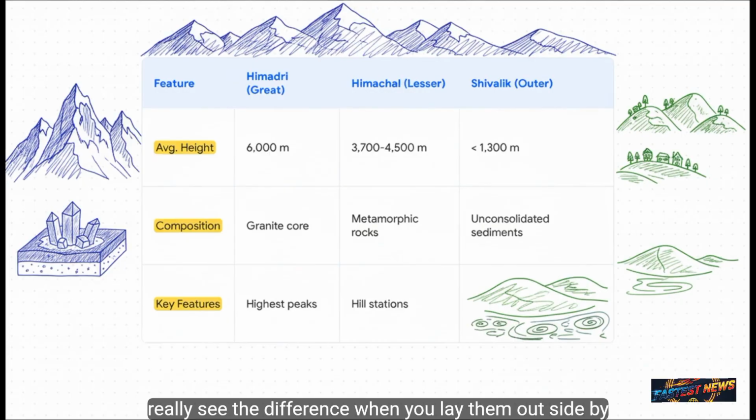And you can really see the difference when you lay them out side by side like this. The Himadri averages a staggering 6,000 meters in height with peaks like Everest. It's basically a granite core that's always covered in snow. Then you've got the Himachal, which is lower, and it's where you find all the famous hill stations and those beautiful, picturesque valleys. And then you have the Shiwaliks, which are much, much lower and geologically completely different.